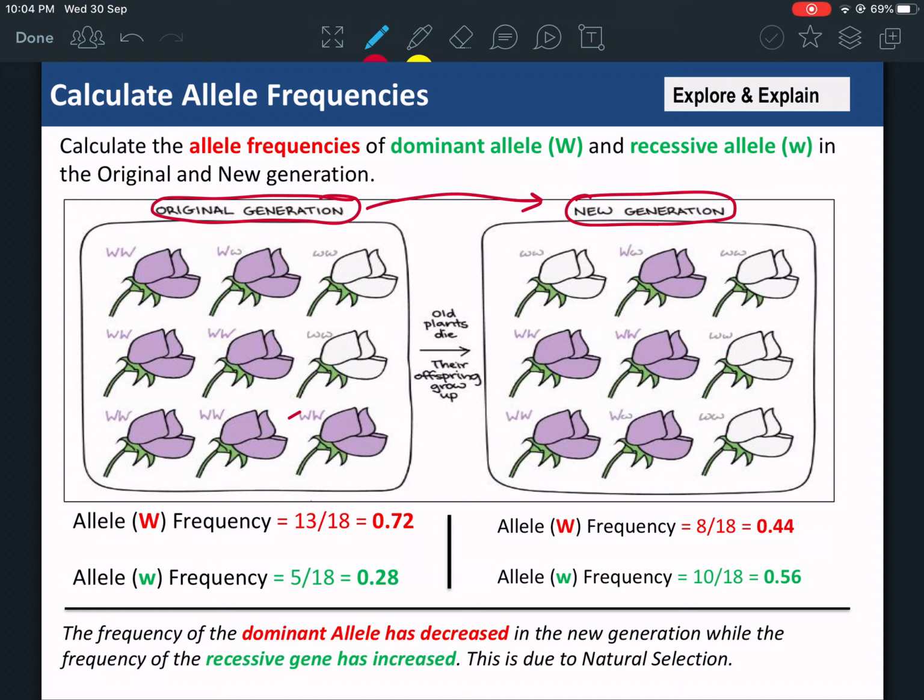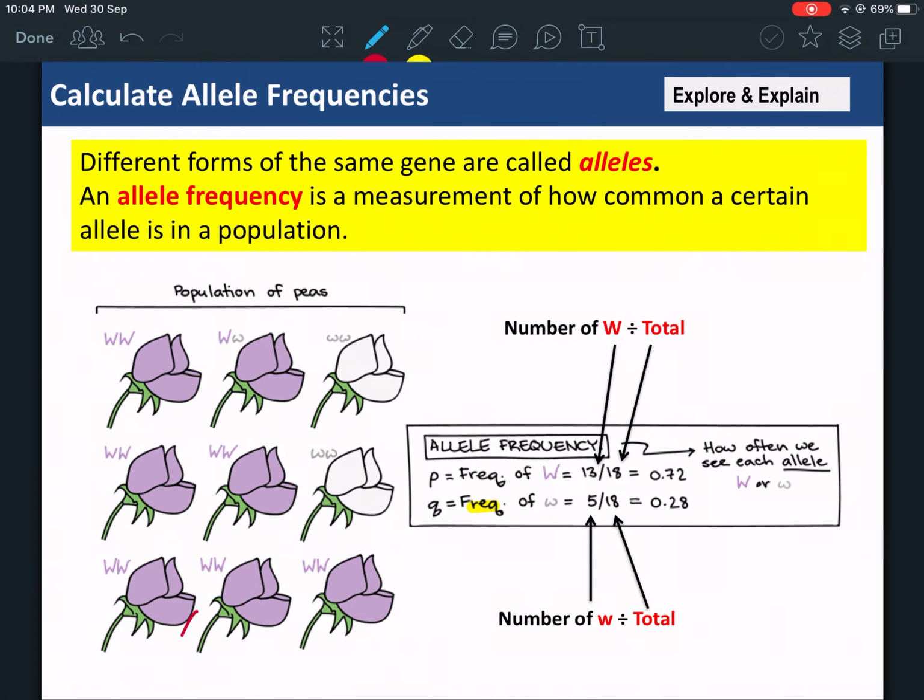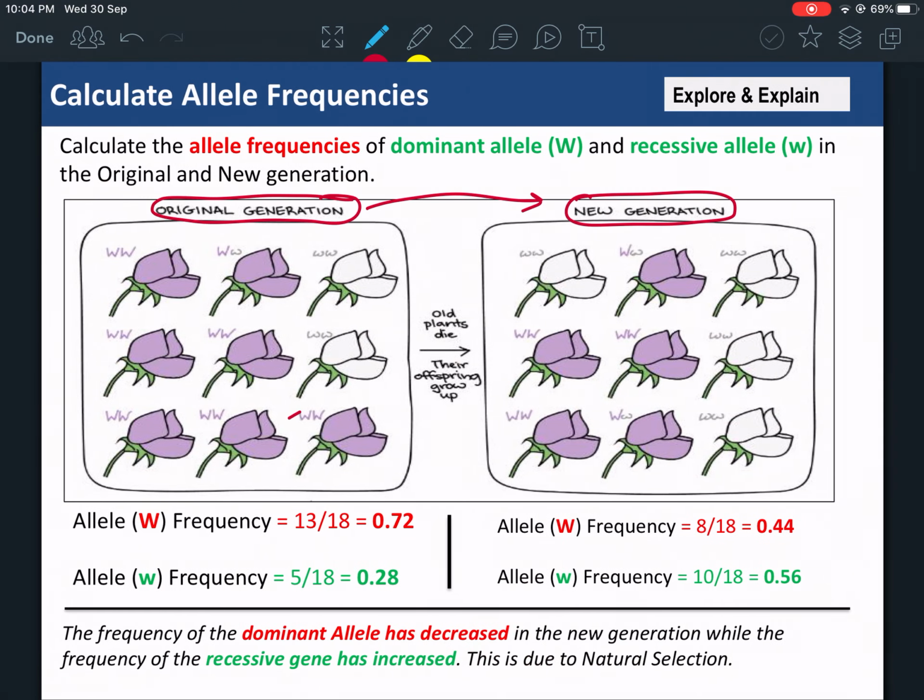And this one, this is the same. The original generation is the same as this. Okay, same one as the one before. So we already counted. So it's 13 divided by 18 and 5 divided by 18. Okay, let's do the new generation.